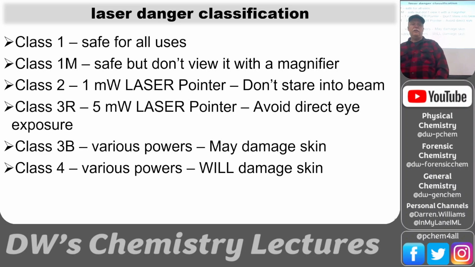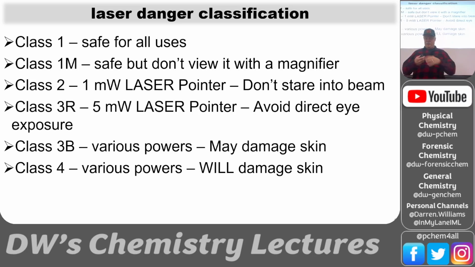Now, these are lasers. Because they put all their energy in particular directions, they can be dangerous. The very smallest or lowest power lasers are class 1. They go class 1 through 4. Class 1M is safe, but don't look at it with a magnifying glass.